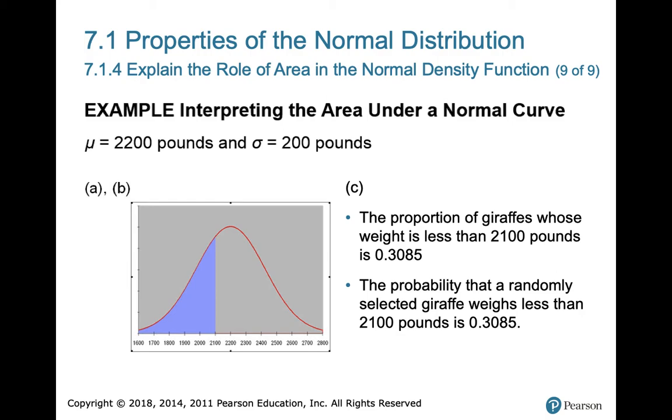So in other words, if a zoo had 100 giraffes, which would be kind of insane, but if they did have 100 giraffes, we would expect about 31 of those giraffes to have a weight less than 2,100 pounds, thinking about it as the probability. So about 31% of them are going to have that weight. Or if I just went to a zoo and I randomly selected one giraffe, I'd have about a 31% chance of selecting a giraffe whose weight is less than 2,100 pounds.